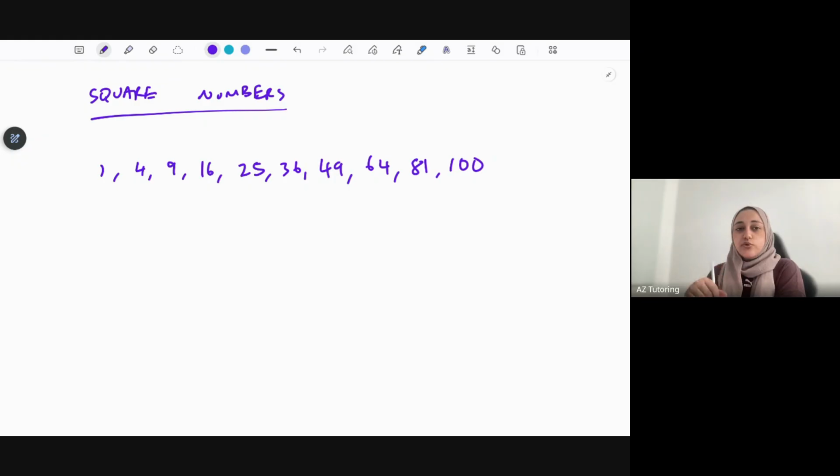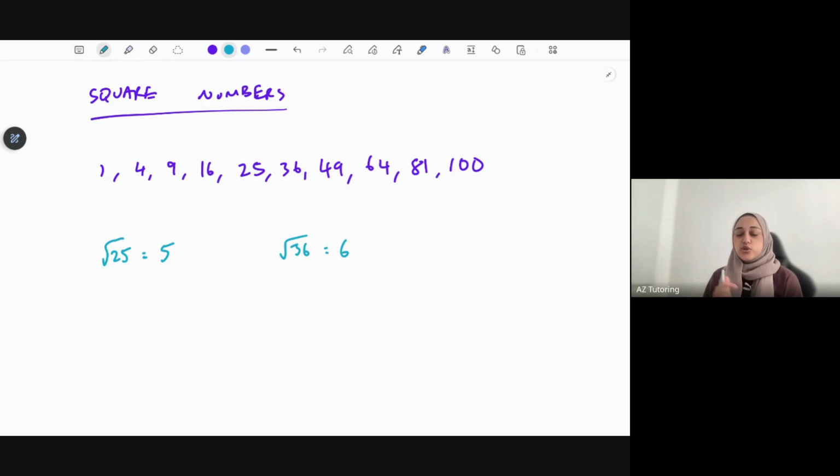Now, if I square root any of these square numbers, I'll get an integer. An integer just means whole number. So for example, if I square root 25, I'll end up getting 5. If I did root 36, I'll get 6, and so on. So I get an integer, which is a whole number, when I square root any of these square numbers.